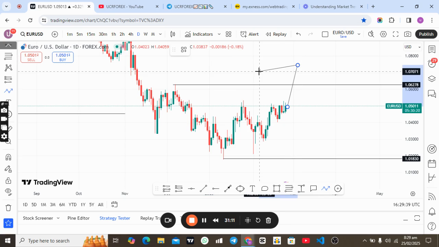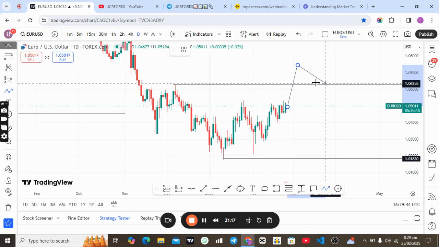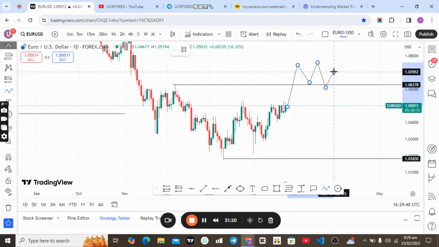So the next thing now to do is to scale down to 30 minutes time frame. When you scale down to 30 minutes time frame, you now look for a change of character like this. When you see a change of character on 30 minutes time frame, it is going to be a long sell for you.